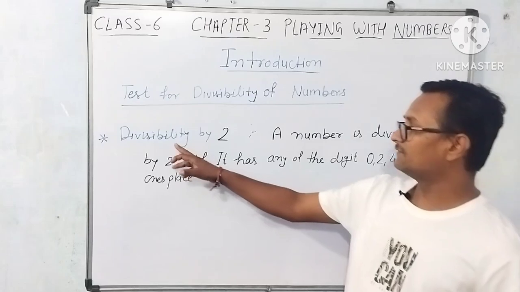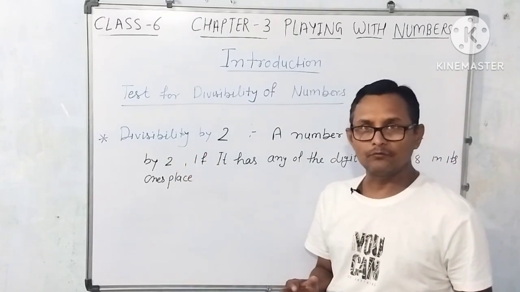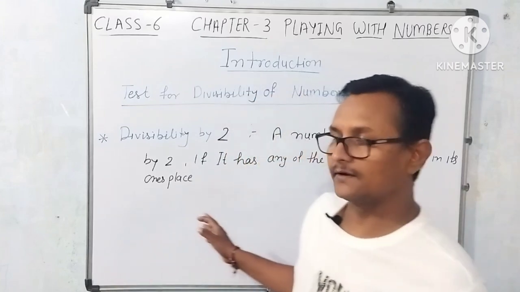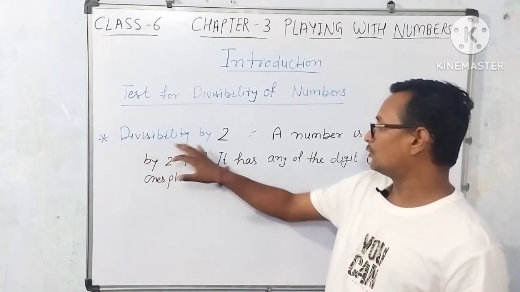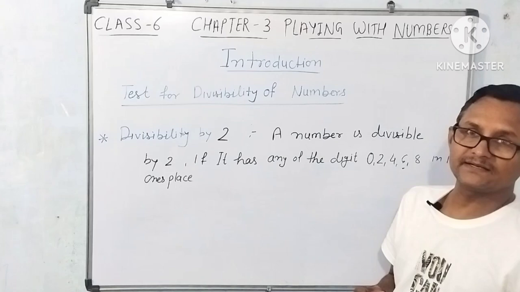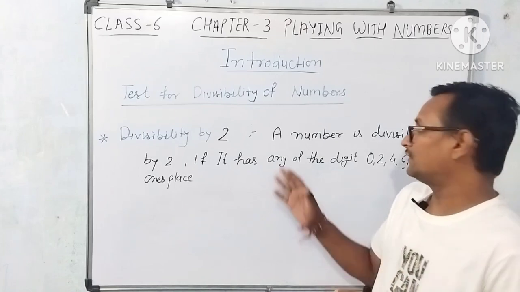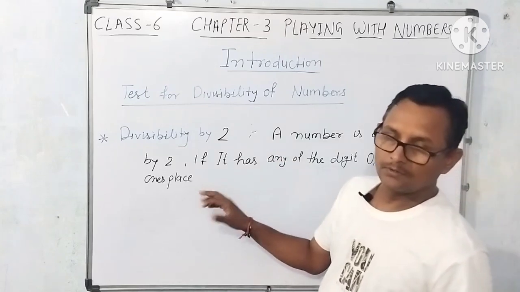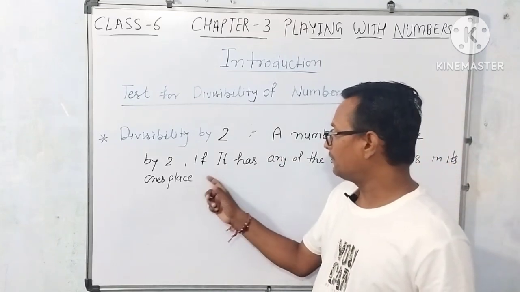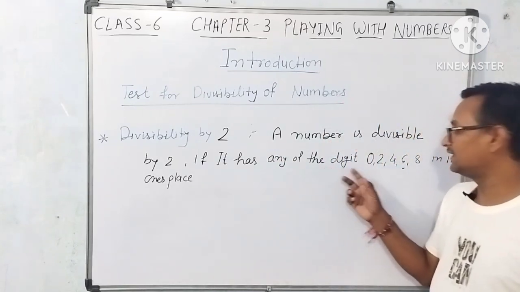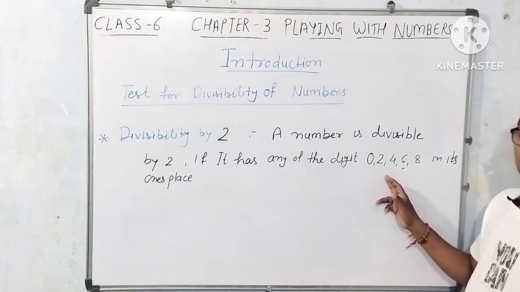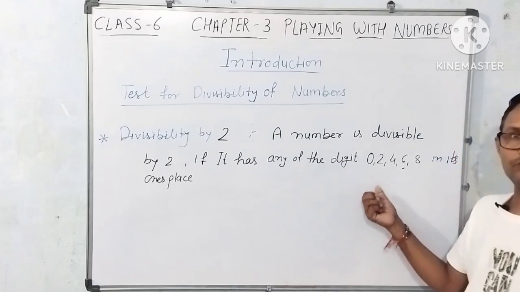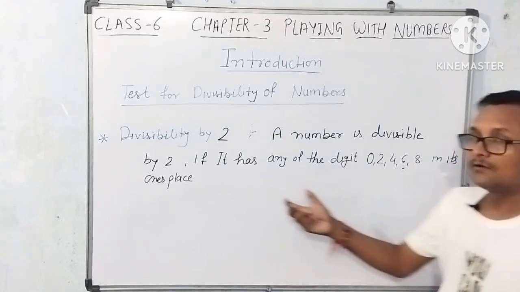First topic is divisibility by 2. How can we identify which number a given number is divisible by? Here we will learn divisibility by 2. How can we understand that any number is divisible by 2? A number is divisible by 2 if it has any of the digits 0, 2, 4, 6, 8 in its ones place.